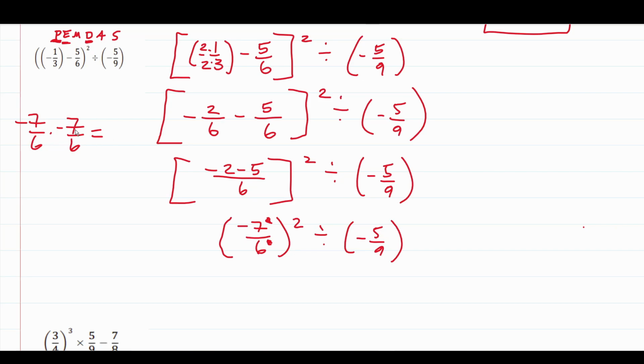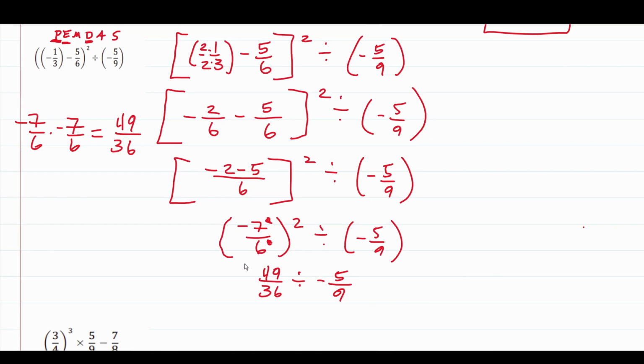So we know our result here is going to be positive. Specifically, it's going to be 7 times 7, which is 49, over 6 times 6, which is 36. So this negative 7/6 squared is positive 49/36. Again, it's divided by negative 5/9, and I'm going to drop those parentheses. And I'm going to start working over here now, instead of going down into the other problem.